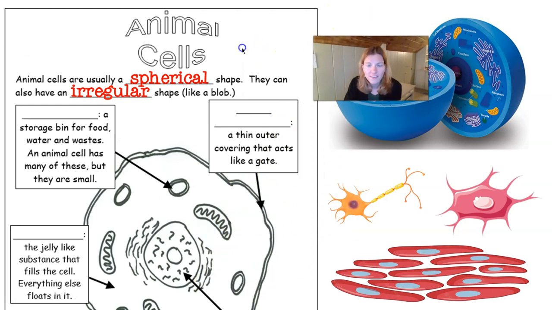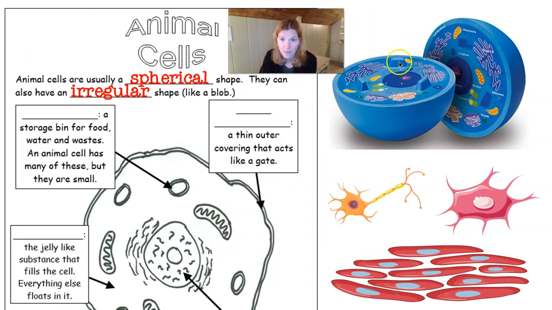So first of all, animal cells have a spherical shape, a round shape like a ball, or they can be irregular shapes. So this is like our nerve cells or bone cells or smooth muscle cells. Sometimes they have kind of blobby shapes to them, but in general, they're going to be more round for animal cells.